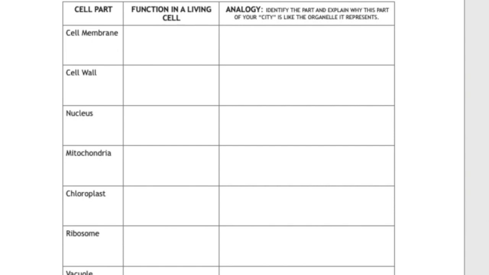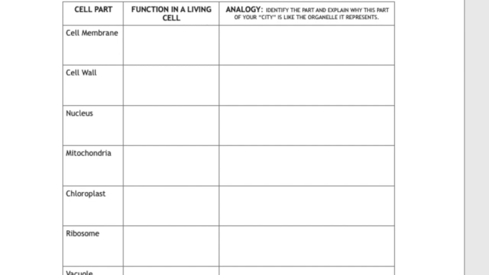So I'm going to put that analogy in the analogy spot. For the function of the cell membrane, I'm going to write down that it is a protection or a covering. And then the analogy, this could be a fence or a moat or some structure that surrounds my little city.